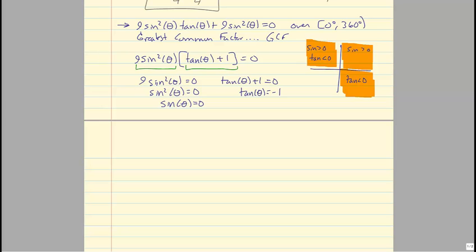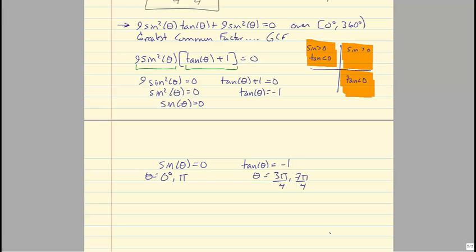So if we talk about where the sine is equal to 0, that's actually going to be a quadrantal angle. So sine theta equals 0. Sine is equal to 0 at 0 degrees, so theta equals 0 degrees and at pi. And then again at 360, but this is not a bracket, so I can't include 360. My other option is tangent theta equals negative 1. That's going to be a multiple of pi over 4. So in the second quadrant, that would be 3 pi over 4. And then in the fourth quadrant, that would be 7 pi over 4.